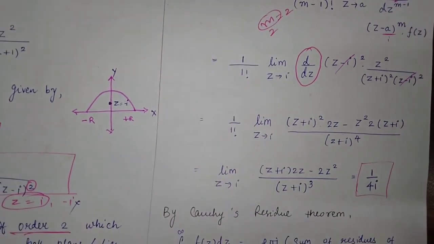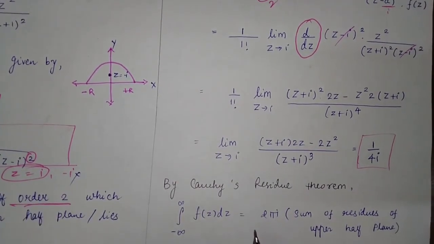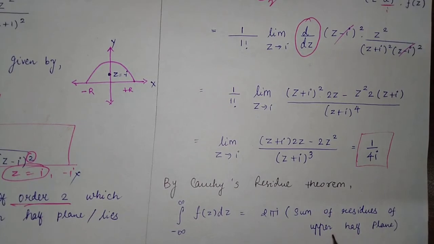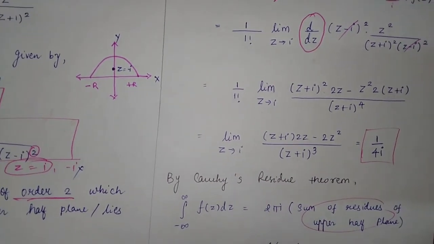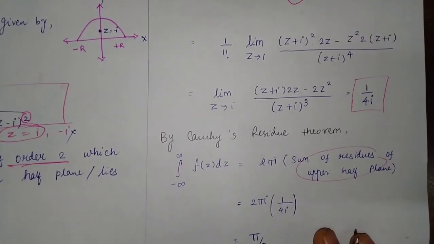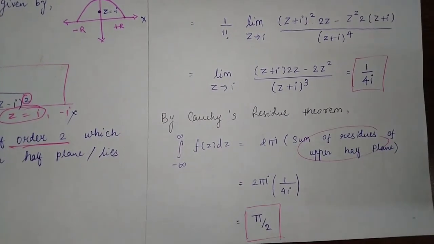Okay. So finally you have to put this value in Cauchy's residue theorem, that is 2 pi i into the sum of residues of the upper half plane. So we got the residue 1 by 4i. So it is 2 pi i into 1 by 4i, and that is equal to pi by 2. So the final answer of this question is pi by 2. Okay.